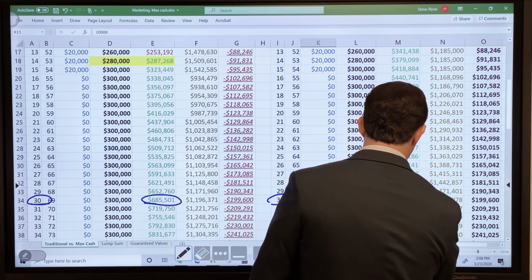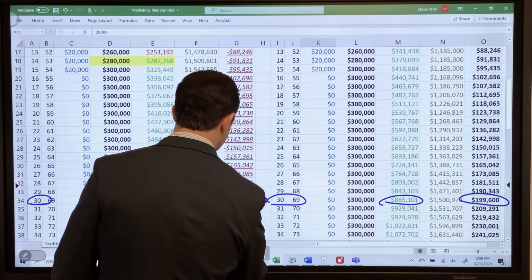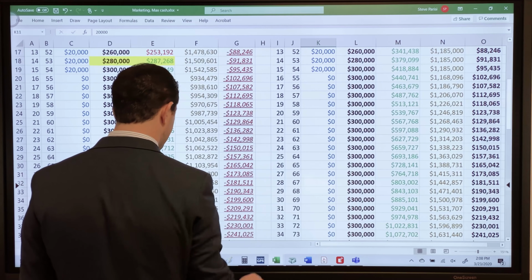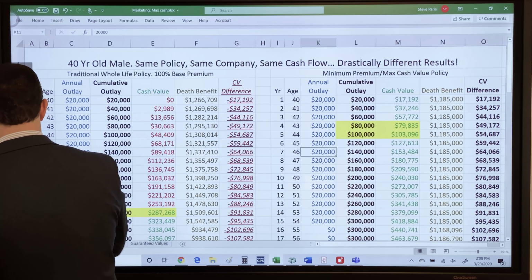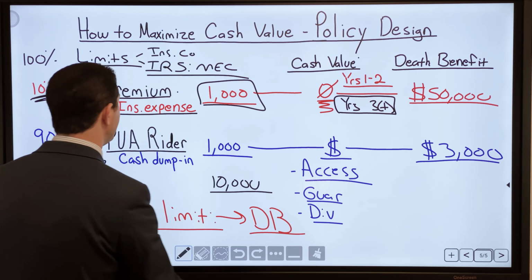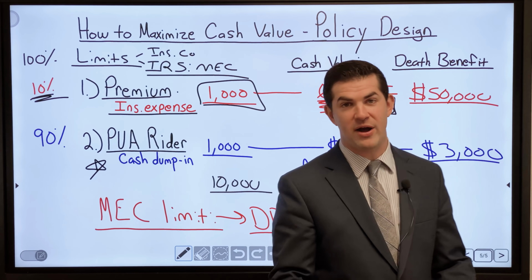So we paid it for 15 years, we'll let it sit and grow. By year 30, I've got about another $200,000 more. The only difference here, just to reiterate, is where my money's going. Because again, it can go towards my base premium, i.e. the initial insurance expense, or the PUA rider.